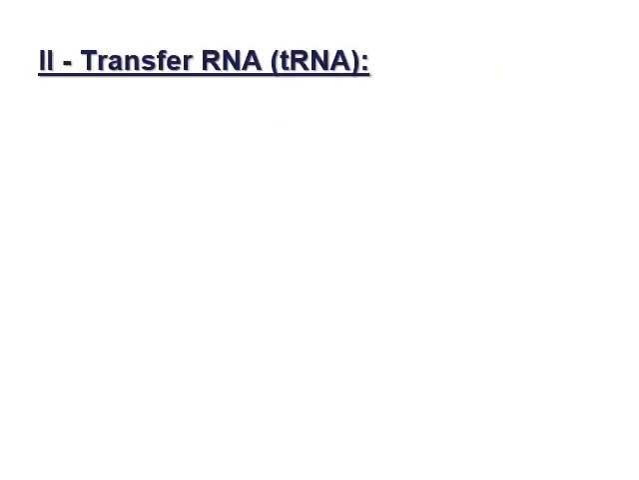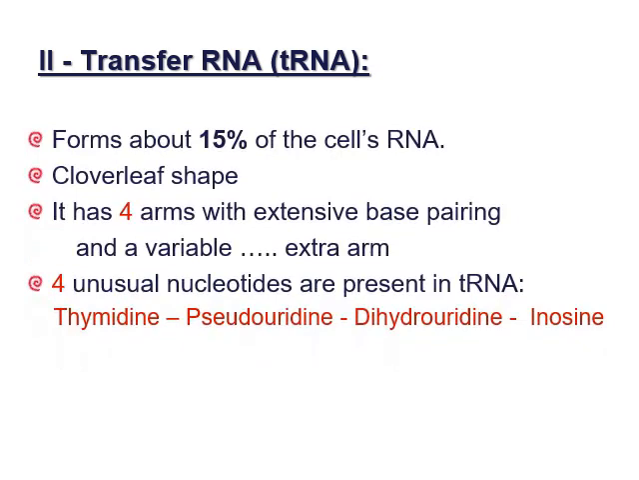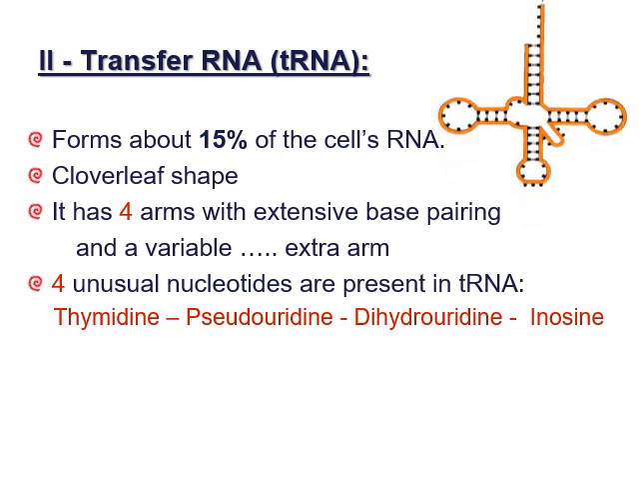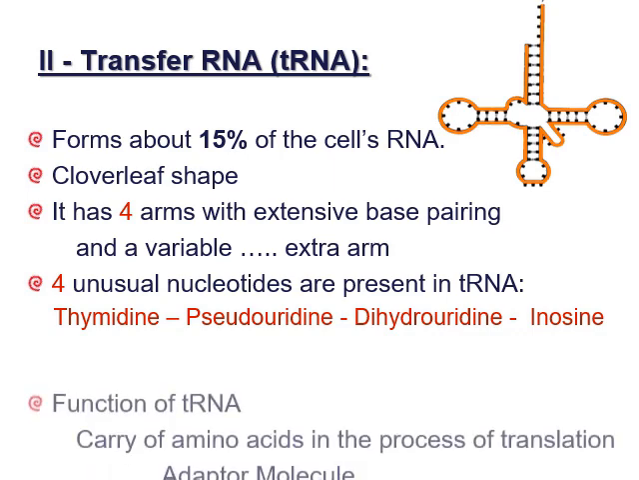Transfer RNA. Transfer RNA forms about 15% of the RNA in the cell. Clover leaf shape زي ما احنا شايفين. It has 4 arms with extensive base pairing زي ما موجود في الصورة كده plus a variable extra arm. 4 unusual nucleotides are present in the tRNA. ال tRNA بيحتوي على 4 unusual nucleotides اللي هم thymidine, pseudouridine, dihydrouridine and inosine.